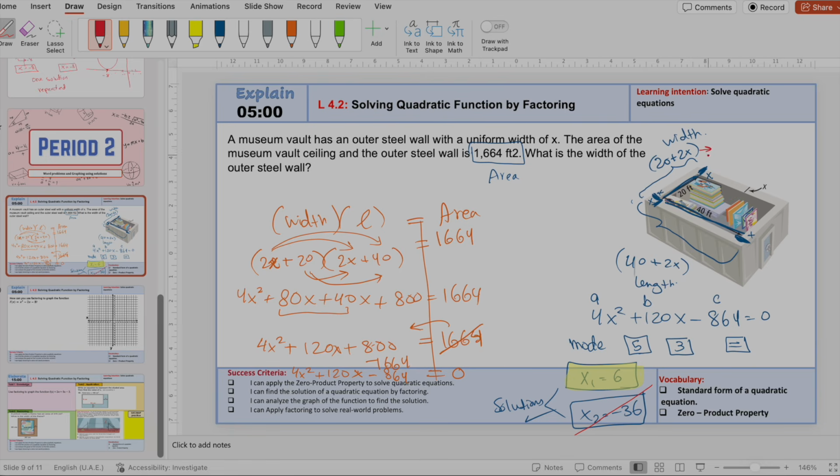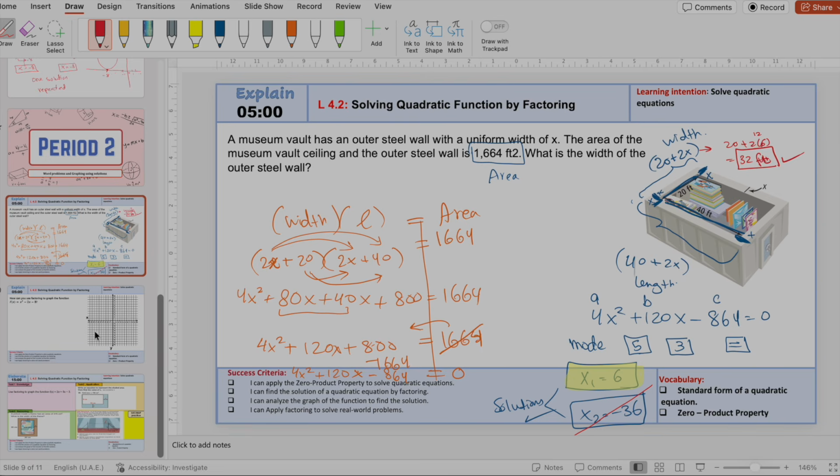So just substitute your x with 6. You're going to have 20 plus 2 times 6, which equals, 2 times 6 is 12, 12 plus 20 is 32 units of feet, basically. This is the width. Done.